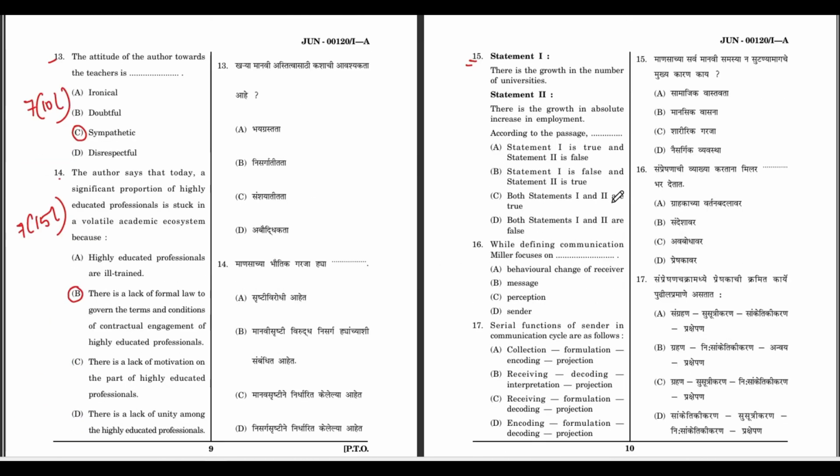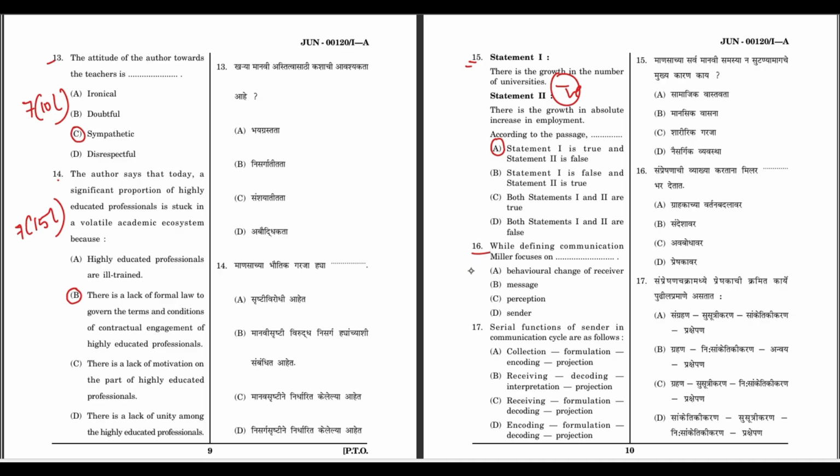And question number 2 has given there is a growth in absolute increase. So the negative word is missing. So statement 2 is wrong. Correct option is option A. Statement 1 is true and statement 2 is false.